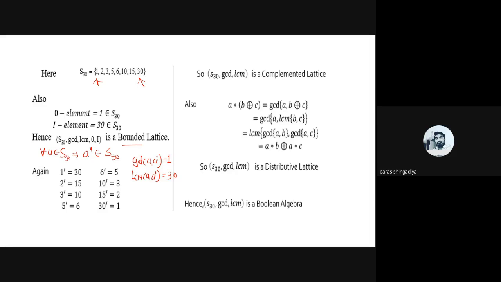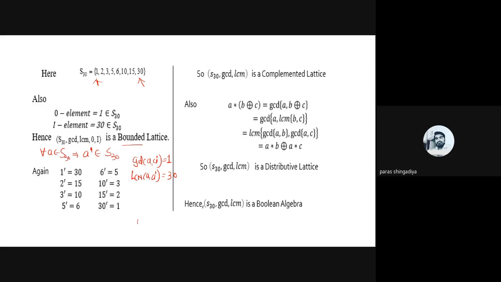First element is 1. So which number can we consider from S30 whose GCD with 1 is 1 and LCM with 1 is 30? We have the choices 2, 3, 5, 6, 10, 15 and 30. If you consider 15, we can easily prove the GCD is equal to 1. The GCD of 1 and 15 will be 1. But we cannot say the LCM of 1 and 15 is equal to 30. The LCM is not equal to 30. So which is the possible answer? 30 is required. Only one solution: 1 dash is equal to 30.